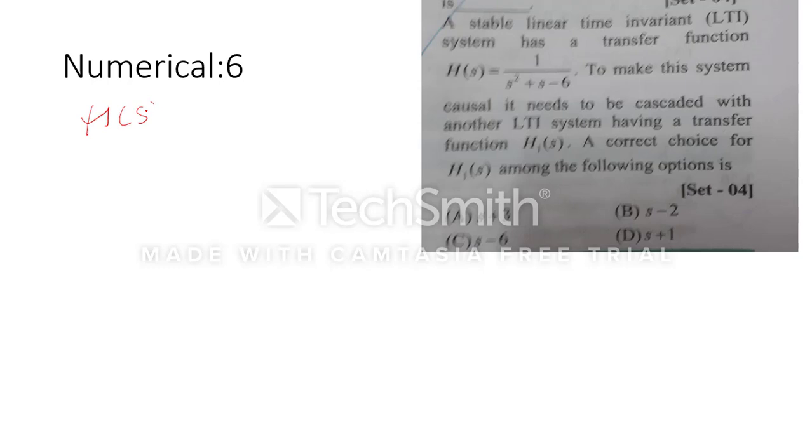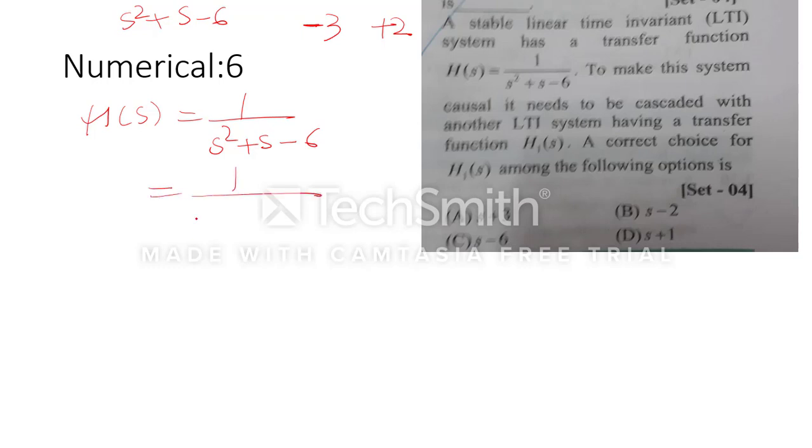H(s) is given as 1 upon s square plus s minus 6. First of all, we will try to find the roots. We know the method. s square plus s minus 6: plus minus sign is there, so the roots will be minus and plus, 6 is 2 threes, so 3 and 2. So H(s) will be 1 upon (s plus 3) and (s minus 2). These two roots will be there.